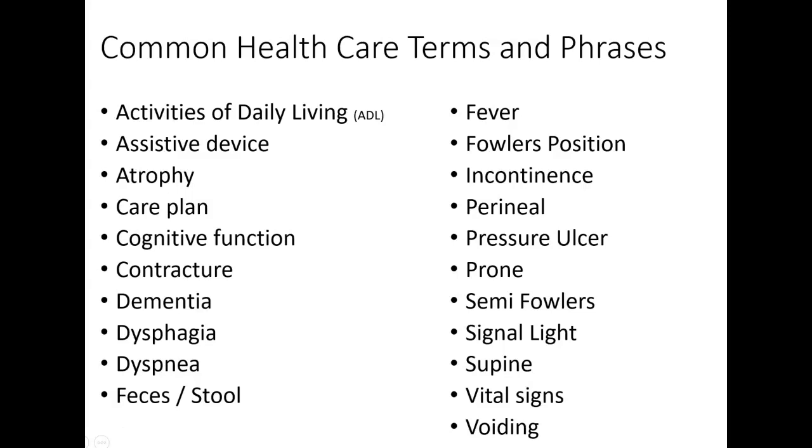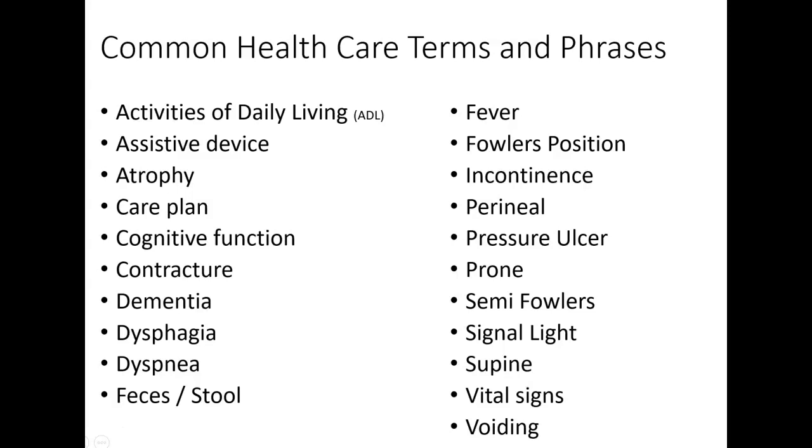We said cognitive function was our ability to think, rationalize, memory, judgment, critical thinking skills. And dementia, we said, was when we have lack of cognitive function to the point where it interferes with our daily living. Contractures are abnormal shortening of a muscle. Dysphagia, we said, was difficulty swallowing. Dyspnea was difficulty breathing. Feces or stool is having a bowel movement. Fever is running a temperature.